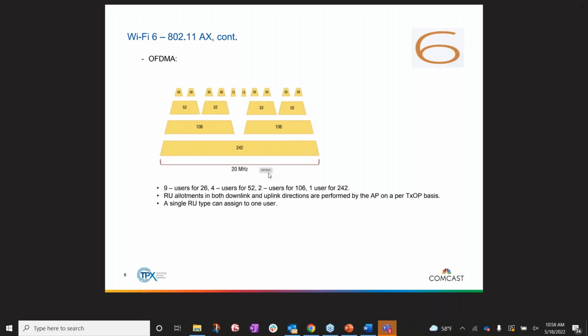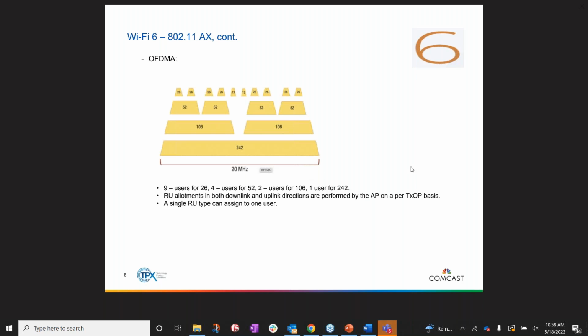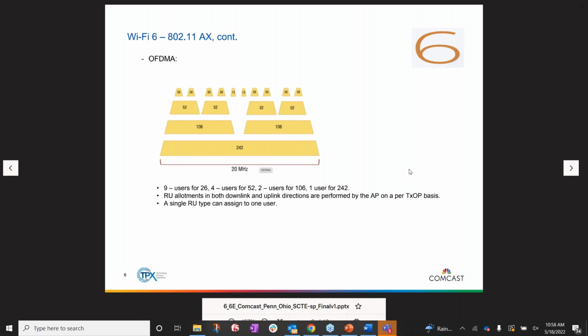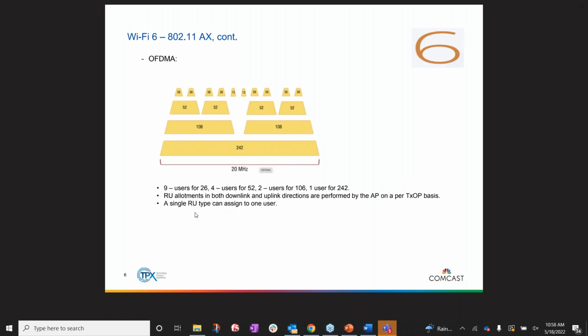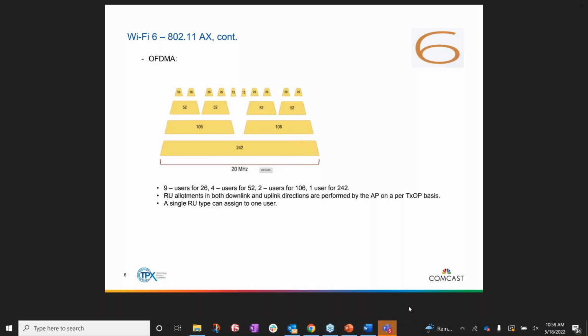Okay, I'll not talk about all those details. So here another condition is that the AP can assign tones to the client in one segment. Let's say one tone from 52 and one tone from 106. That cannot happen. It can do 2 times 52 tone to the same client, or 2 times 106 to the same client. But one from 52 and one from 106, that cannot happen. That is the only limitation the AP has in terms of resource unit allocation.